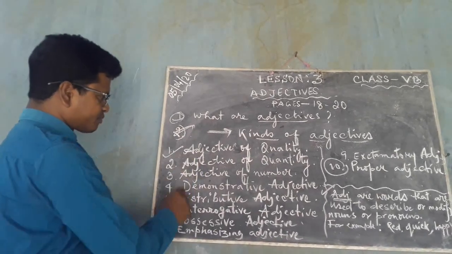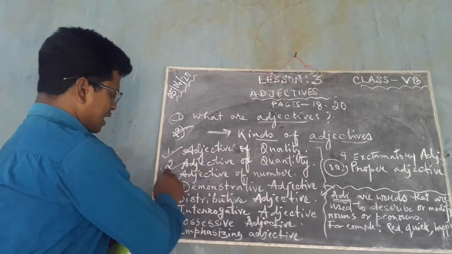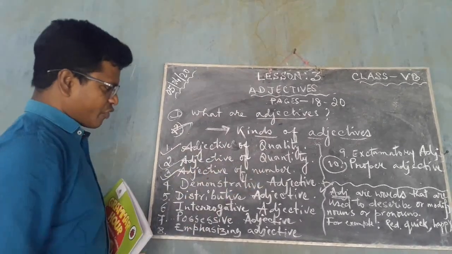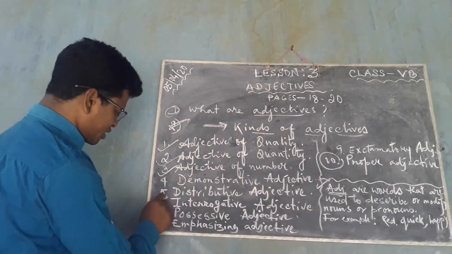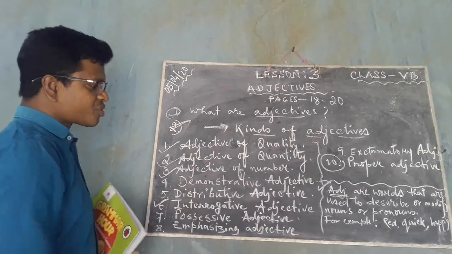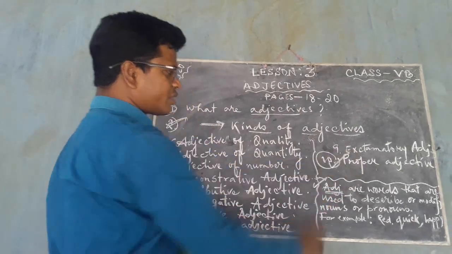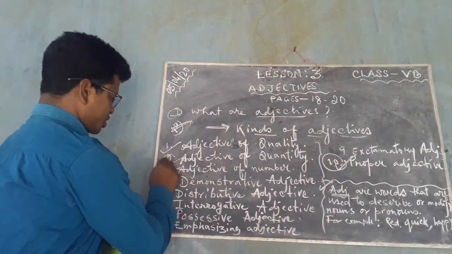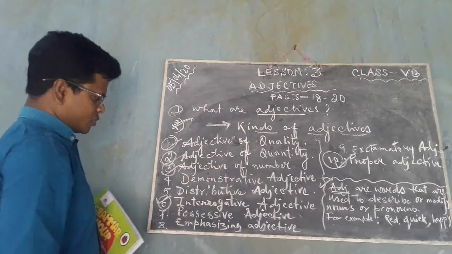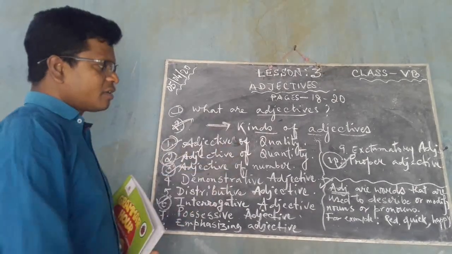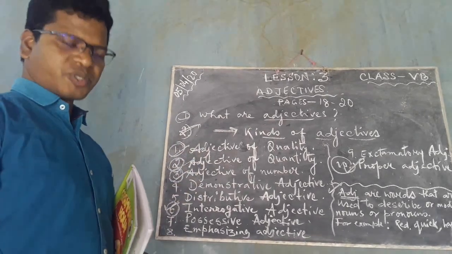The first one is quality, the second is quantity, and the third is adjective of number. We will also be talking about number 6, the interrogative adjective, and number 10. I'm just circling all of these. So 1, 2, 3, 4 and 5. Five adjectives we will be seeing.